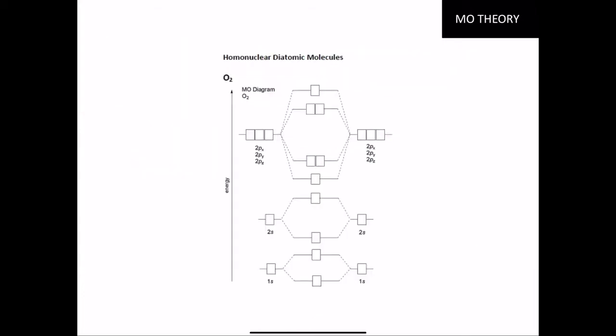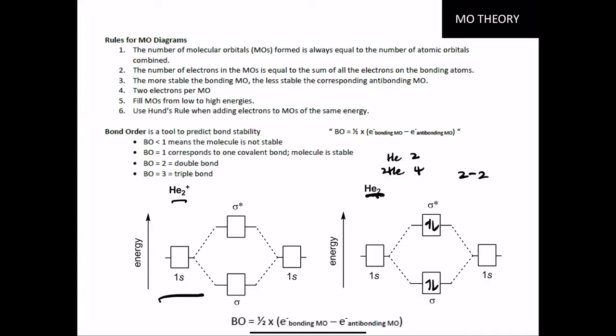Bonding minus antibonding divided by 2 equals 2 minus 2 is 0, divided by 2. So the bond order for He2 is 0. This predicts then that there's no electron density between these guys. So MO theory predicts that dihelium doesn't exist. There's no stable bond holding them together.